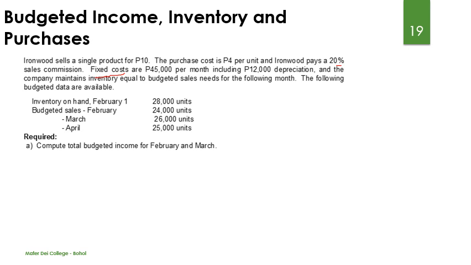Okay, so let's continue. The fixed costs are 45,000 per month, which includes the 12,000 depreciation, and the company maintains inventory equal to the budgeted sales needs for the following month. So the following budgeted data are available. Inventory on hand, so that's the beginning inventory, 28,000 units. Budgeted sales for February is 24,000, March is 26,000, and for April we have 25,000 units.